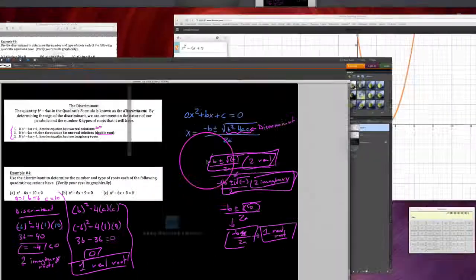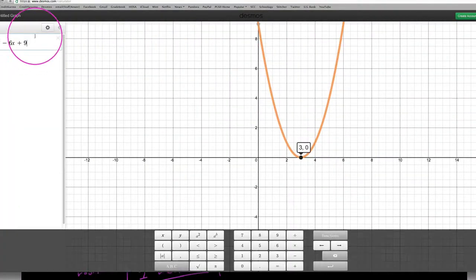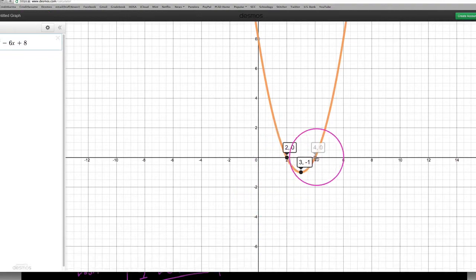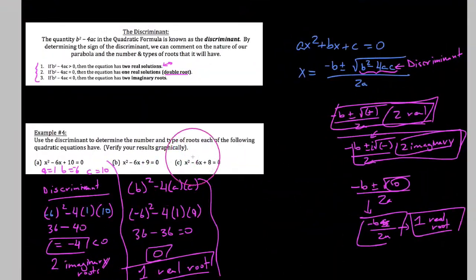So last but not least, if we change that plus 9 to a plus 8, which, by the way, shifts our graph down, you can see that it's pretty convenient. We're going to get two real roots at 2 and 4. But essentially, what are these roots? We'll just go find the discriminant value right now, b squared minus 4ac. We need it anyways if we're going to do the quadratic formula.